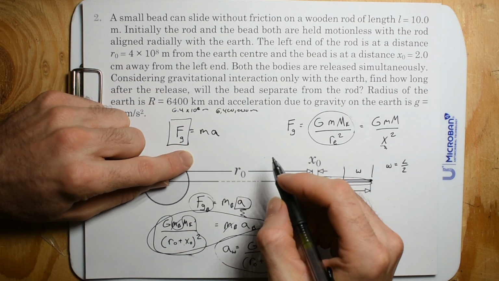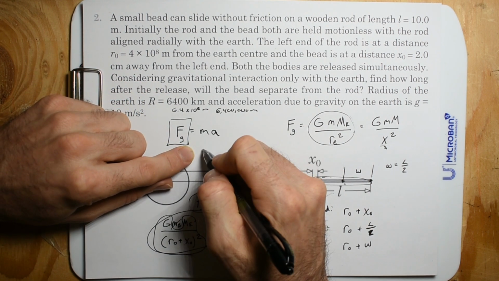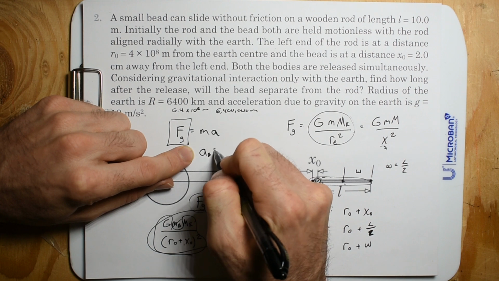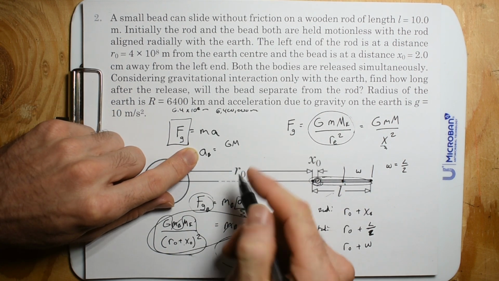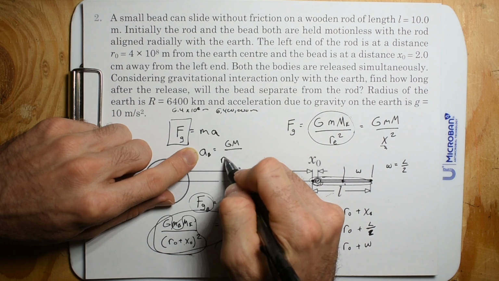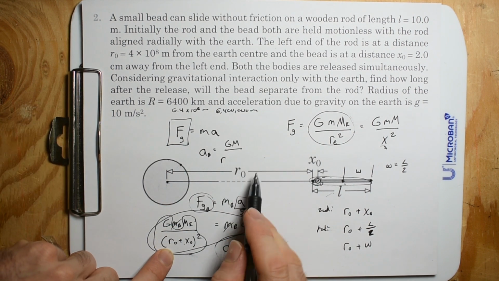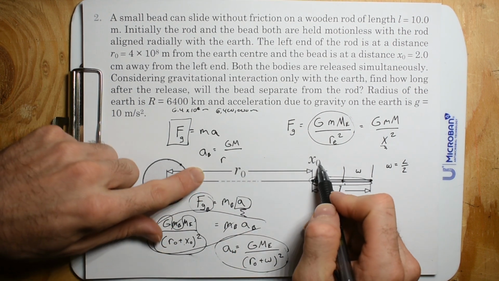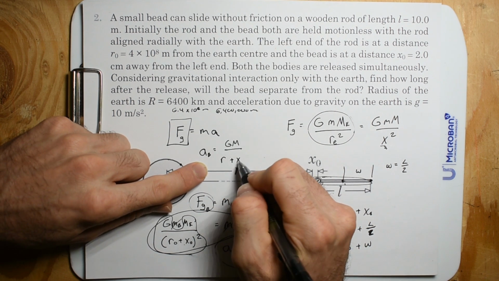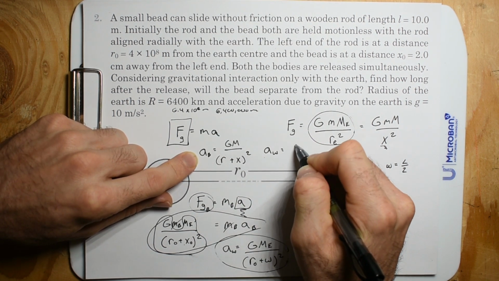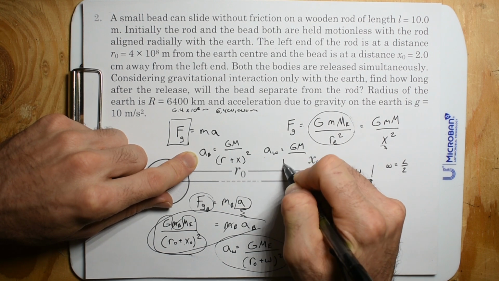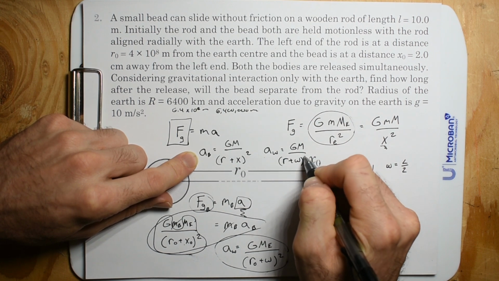All right, yeah. So let's look at these again. Acceleration of the bead is GM, I'm just going to do big M for mass of the Earth, divided by r. I'm just going to switch this to r, and this is going to be x. So r plus x squared, and then the acceleration of the rod is GM over r plus w squared.